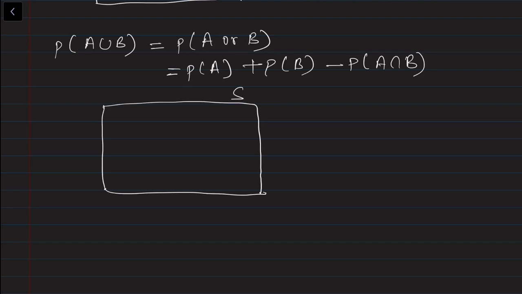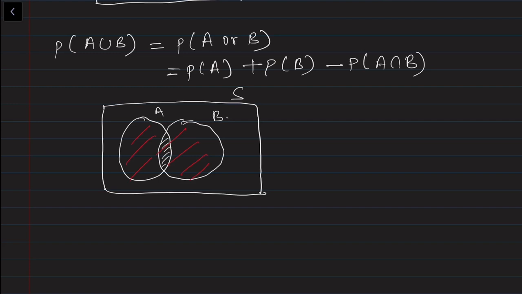This is our sample space. This is event A and this is event B. Now you can see that there is an overlapping region, this region. So A union B is the total area, including the overlapping region.